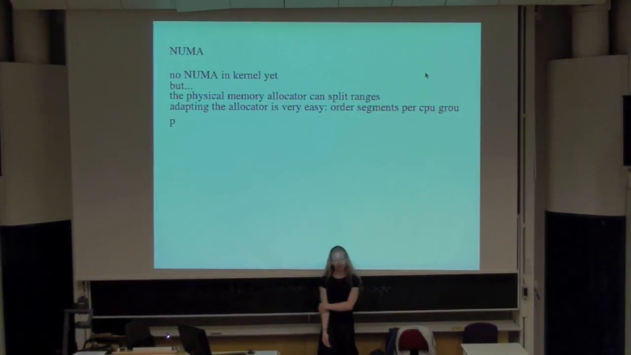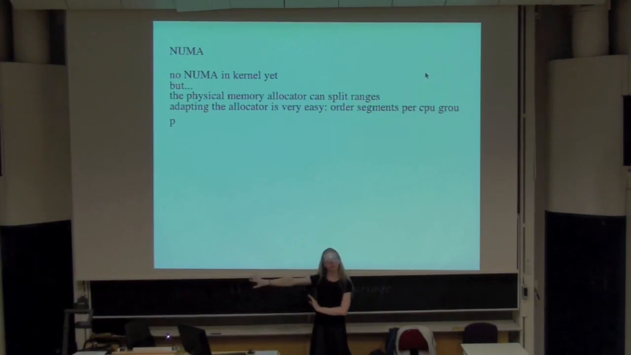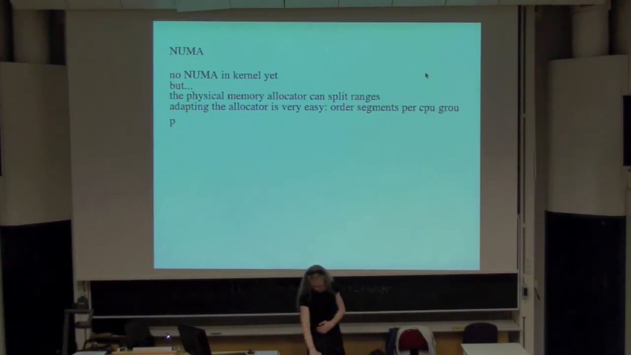For NUMA, there is currently no NUMA in the kernel. The PMR range can, however, deal with NUMA very easily because it can already split memory into segments, and therefore the only change that has to be made is that per CPU group there will be a different order in which to travel through these fragments, so that the local memory is always first in this list, and the memory that's furthest away is somewhere at the end of the list. So it's very easy to adapt, and for some reason this software doesn't do.